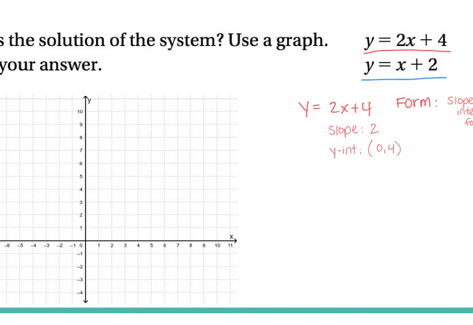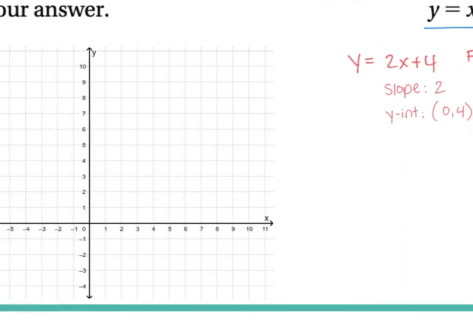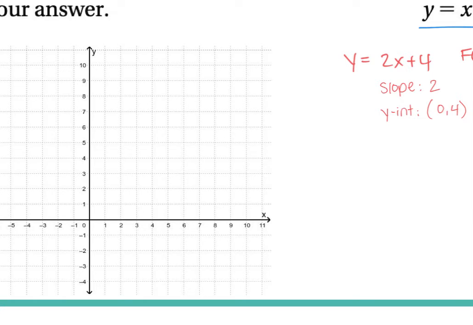Let's go ahead and plot this line. The first point that we know is where it crosses the y-intercept, so we plug in (0, 4), which is right here. And with a slope of 2, how are we going to plot another point, Roy? Let's go up 2 and then 1 to the right. And let's make a third point. Let's go up 2 and 1 to the right. Let's draw a line through all of them.